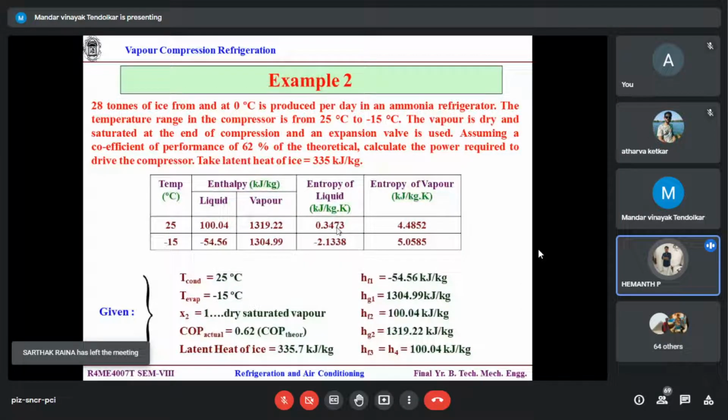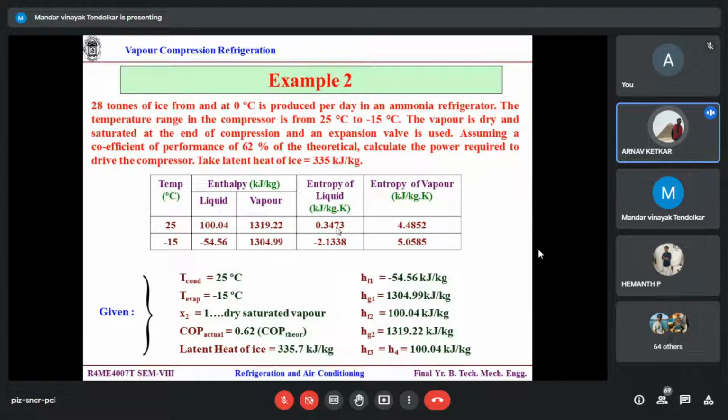So the change in entropy should be positive, but the entropy itself can be negative. You calculate the entropy value with some particular reference. So you can have the individual values positive or negative, it doesn't matter. The change has to be positive.